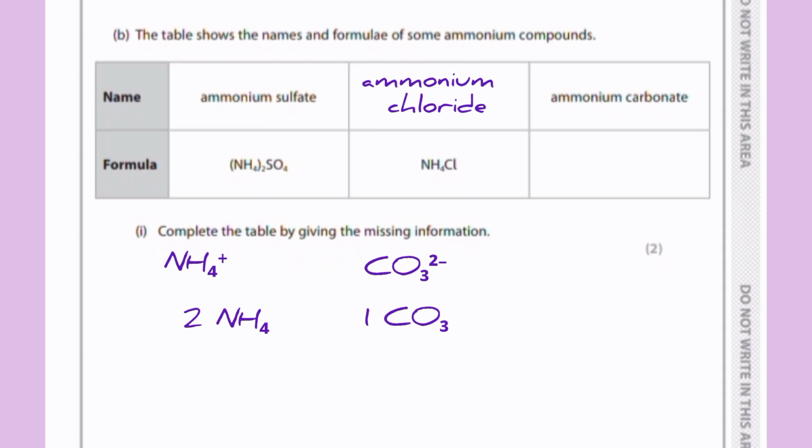This means that to have equal numbers of positive and negative charges, you would need to have 2 ammonium ions and 1 carbonate ion. So firstly we will place the NH4 in brackets and write the 2 after it, and then we will write CO3 after it as we do normally.